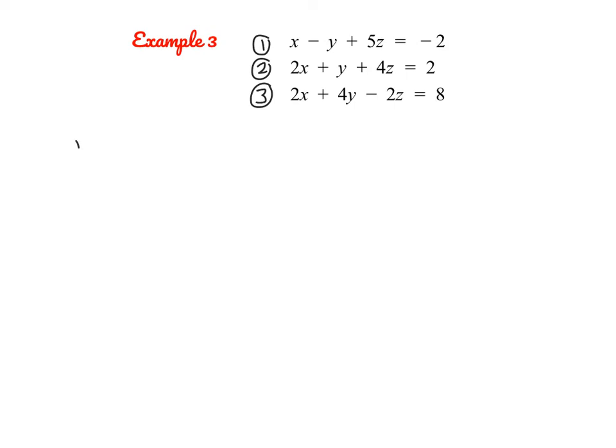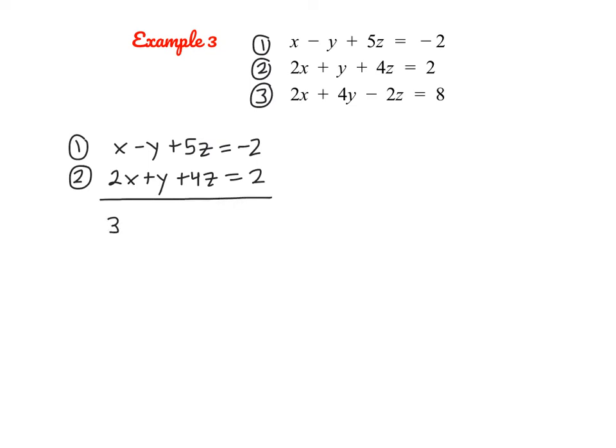So if we want to eliminate our y's, we can start by adding equations 1 and 2. And we don't need to change them, which is nice. And then 2x plus y plus 4z equals 2. Okay, so that leaves us with 3x plus 9z equals 0. And it's totally fine to end up with 0 on the right side of your equation. And again, we're going to call this equation 4. It's our new equation with only 2 variables.